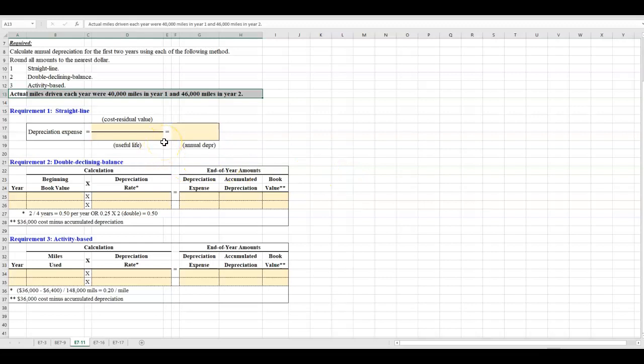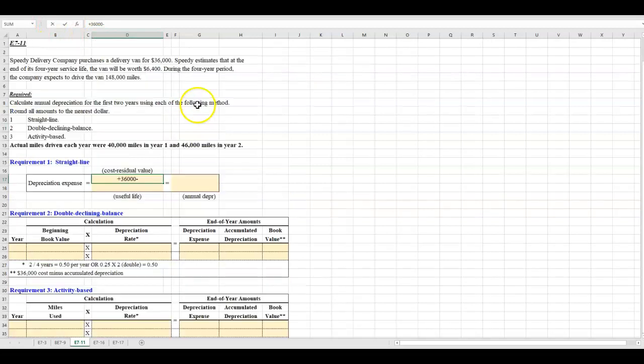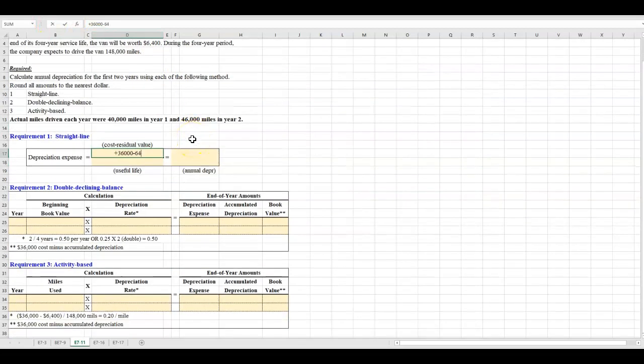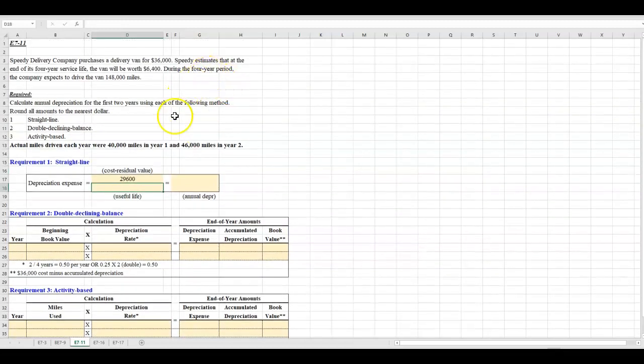So straight line, we want to take the cost minus the residual value divided by the useful life. That's straight line. That means we're allocating it equally over the service life. So cost minus residual value is $36,000 minus $6,400. And the useful life was 4 years. So my annual depreciation would be $29,600 divided by 4, or $7,400 per year. And of course, you could break that down into months as well.